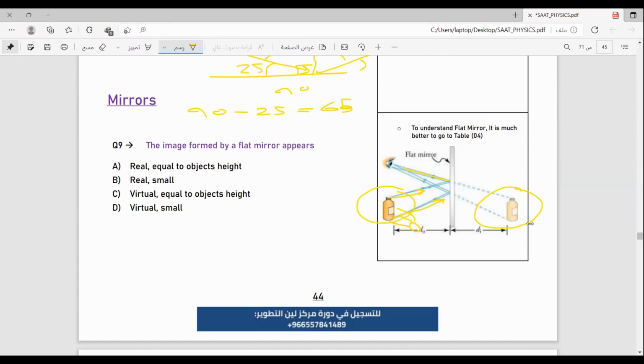Okay, so the one characteristic of the flat mirror is that it will give you an image that is equal in height, and equal in distance from the imaginary picture in the mirror and from the object to the mirror. These distances are equal to each other. Everything in the flat mirror, put in your mind, has equal heights and distances from the mirror.